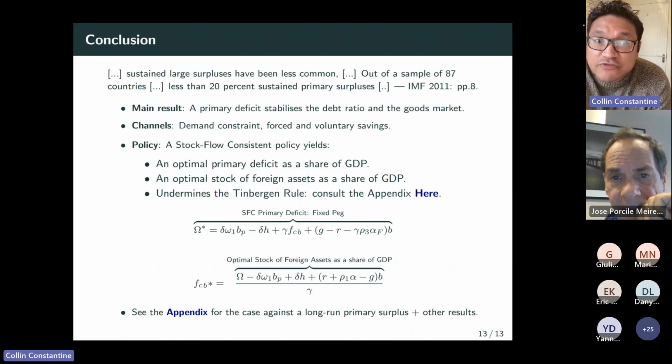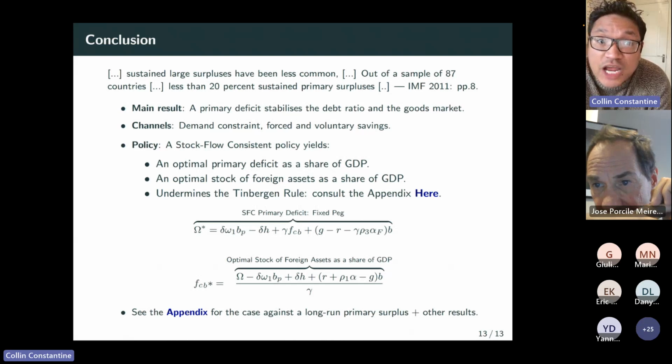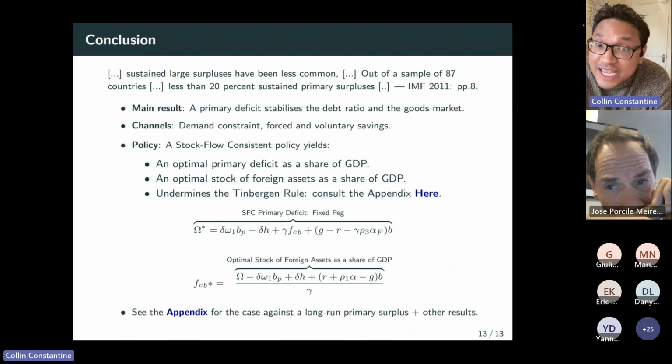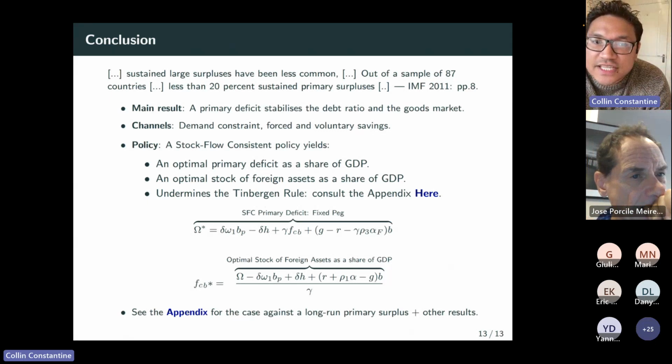By way of summary, the key result is there's nothing peculiar. There's absolutely nothing peculiar about a primary deficit stabilizing the debt to GDP ratio, and of course the goods market. And there are three channels that we can think of, and I'm sure if we think hard enough, there are other additional channels that we could explore.